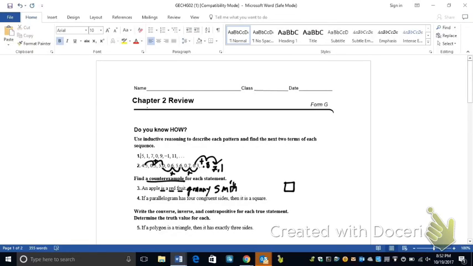Now, moving on. If a parallelogram has 4 congruent sides, then it is a square. Now, a square is a parallelogram, and it has 4 congruent sides. But that's not all a square is. A square also has 4 right angles.